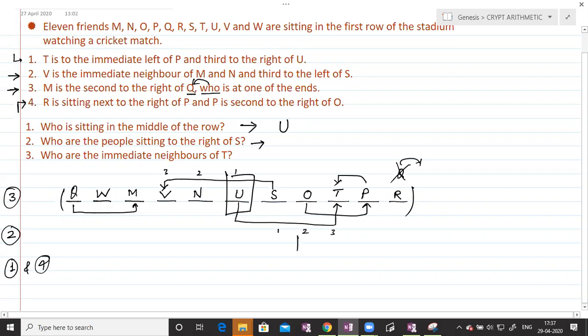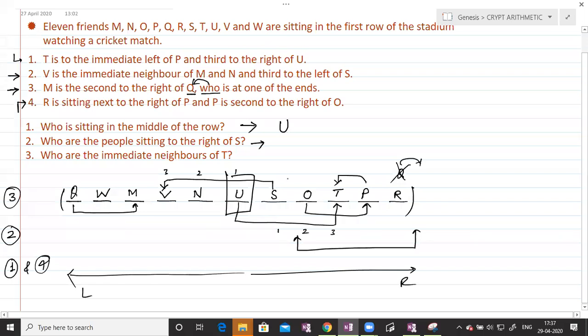Right of S means what? Here to here. Right of S. Our perception talking about, right? So this side right and this side left. It means that O, T, P, R. Right? Look at here. Who are the immediate neighbors of T? The immediate neighbors of T, Anamika, that is O and P. Wonderful. Vardhani, Anjana, Anamika, very, very nice. O and P. Great. This, and this. I hope that makes sense to everybody now.